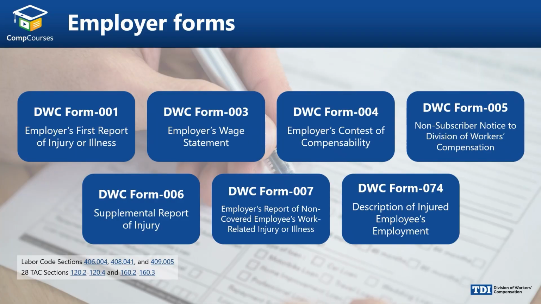DWC Form 004, we mentioned it as well as your right to dispute. This is a DWC Form 004, which is an employer's contest of compensability. This form must be filed along with a DWC Form 45, which is a request to schedule, reschedule, or cancel a benefit review conference.